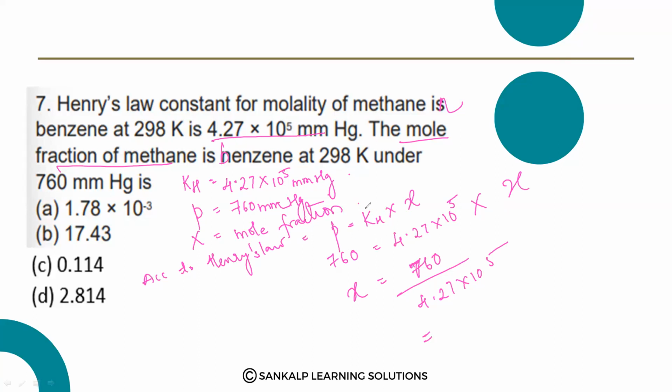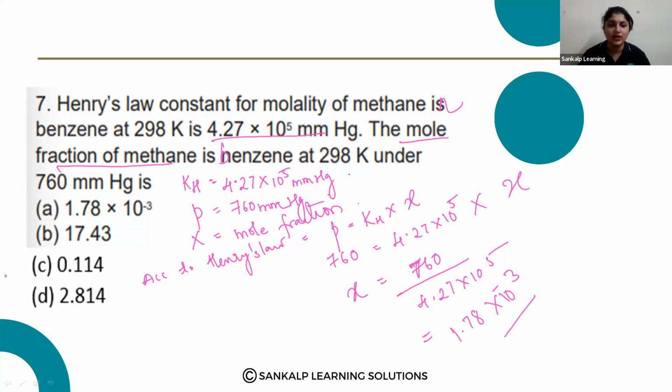177.98 into 10 to the power of minus 5. Yes, so it comes to 177 into 10 raised to minus 5. Now see the options. In options we don't have that into 10 raised to minus 5. So what we can do? We can just shift the decimal two digits to the left side. So it becomes 1.78 into 10 raised to minus 3. So this is the answer. Our answer is A. Yes, Jyoti, your answer is correct. So the answer is A.